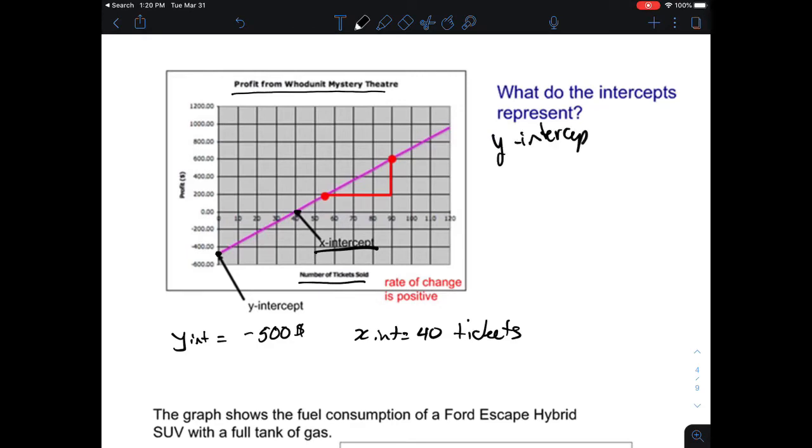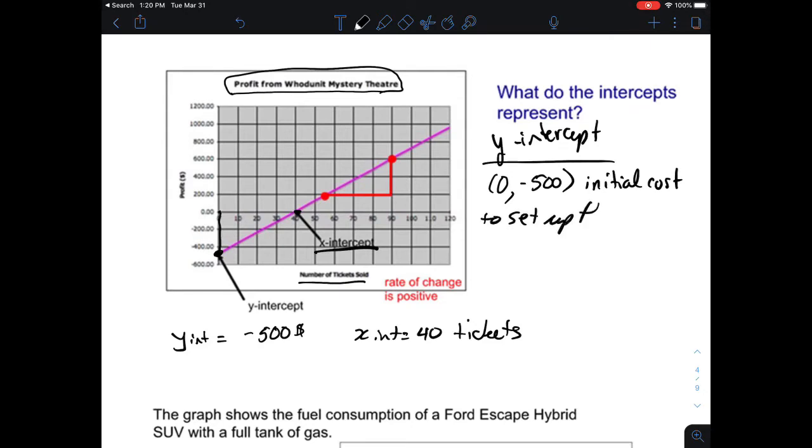What does the y-intercept mean in this graph that is about the profit of this theater? When the number of tickets sold is 0, the profit is negative 500. So x is 0, y is negative 500. Why is that? Well, this is probably the initial cost to set up the theater, to set up for this show. Maybe they had to buy costumes, they had to pay actors, and so on. So they start with a deficit of $500.